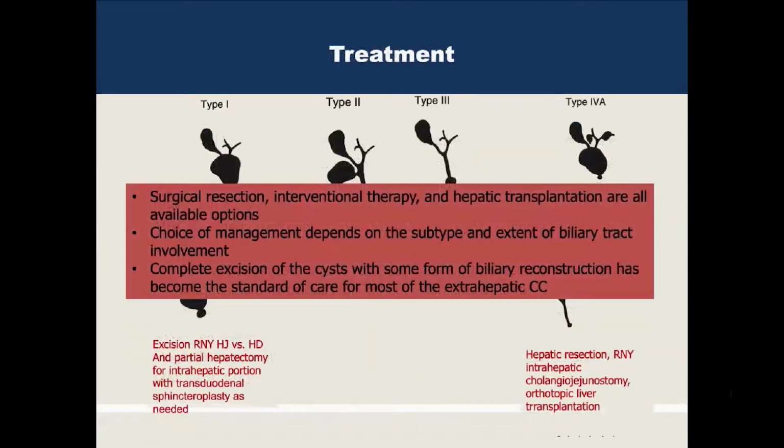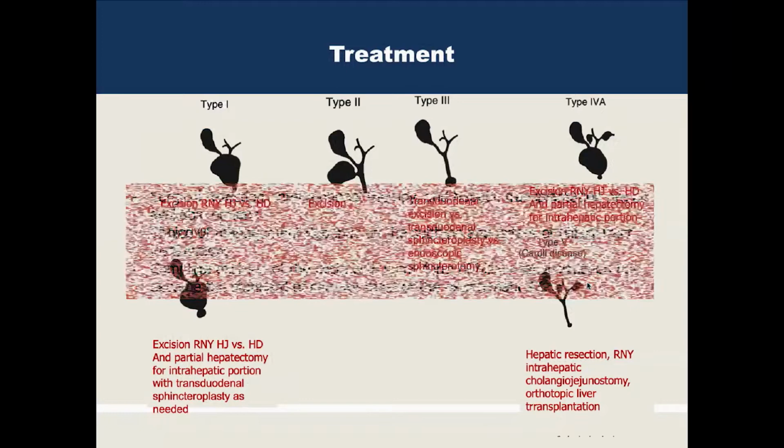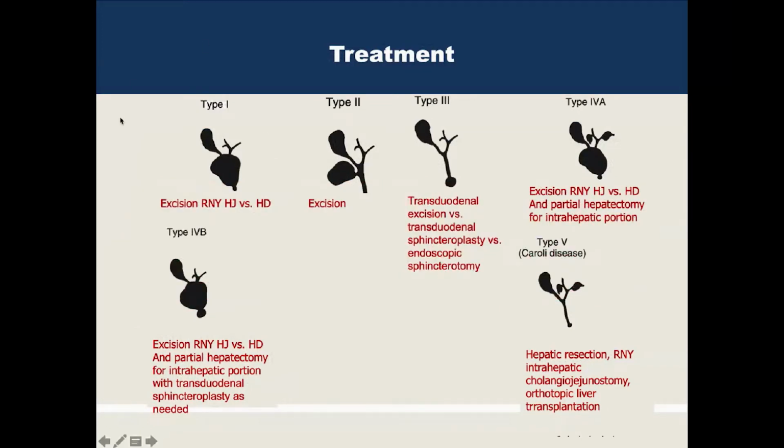Now, talking about management of choledochal cyst, there are some important things to consider. Surgical resection, interventional therapy, and hepatic transplantation are all available options for patients with choledochal cyst. Choice of therapy depends upon the subtype and the extent of the biliary tract involvement. But regardless of the type of choledochal cyst, complete excision of these cysts with some form of biliary reconstruction has become the standard of care for most patients with extrahepatic choledochal cyst, type 3 being the only exception. So this is how most of these cysts are managed.